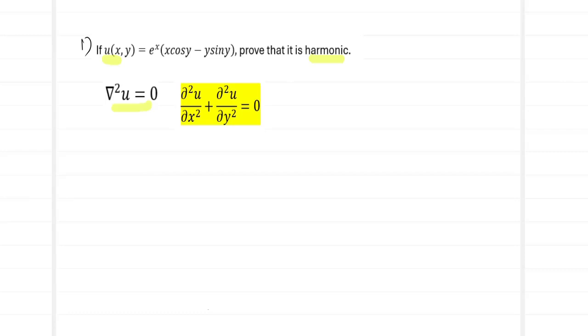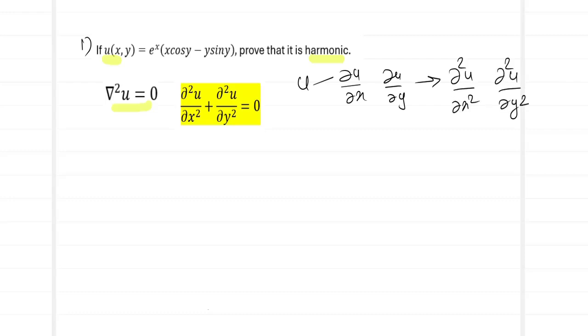So I have a u from which I can find the first derivative dou u by dou x and dou u by dou y. Next, from this I can go to find the second order derivative dou square u by dou x square partially with respect to x and dou square u by dou y square partially with respect to y. And on adding, this must be giving me the answer as 0. If it gives us 0, then I can show that u is going to be harmonic.